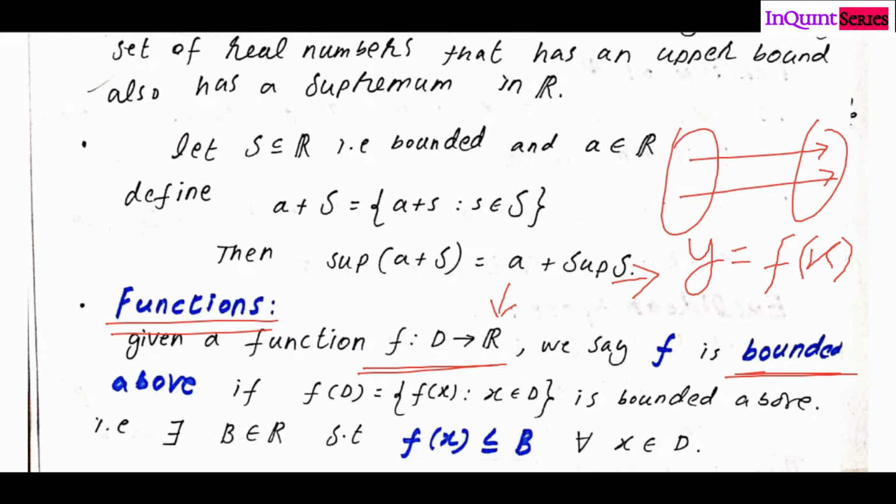We say our function is bounded above if there exists B belongs to the set of real numbers such that f of x is less than or equal to B for all x belongs to the domain. So if this inequality holds, then we can say our function is bounded above. In that case, this B is said to be an upper bound.